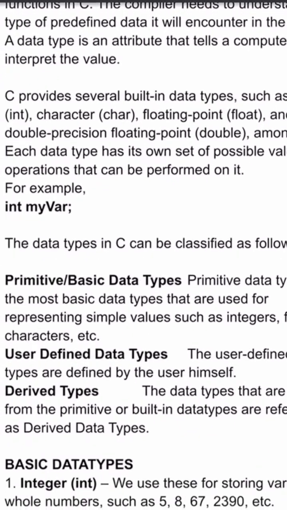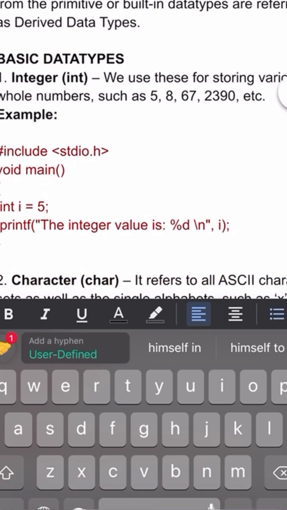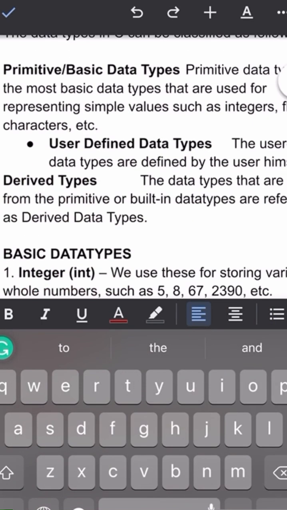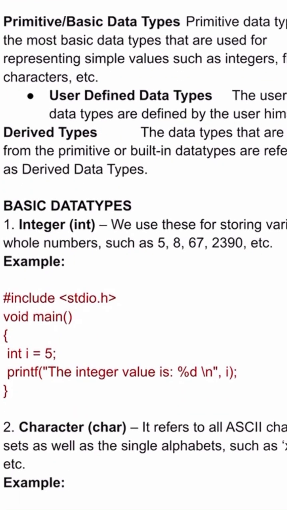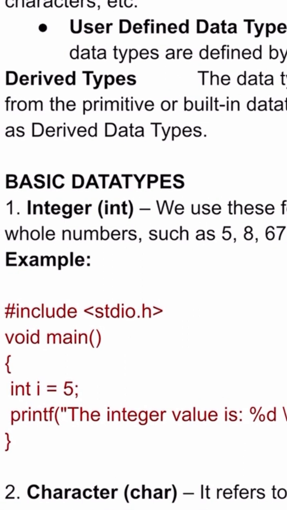Now, under the basic data types, as I said, I'm going to be taking it one after the other. We have the integer. We use the integer when we want to store numbers, like 1, 2, 3, 4, 5, name it, 0, minus numbers, anything, numbers. That's when we use the integer.